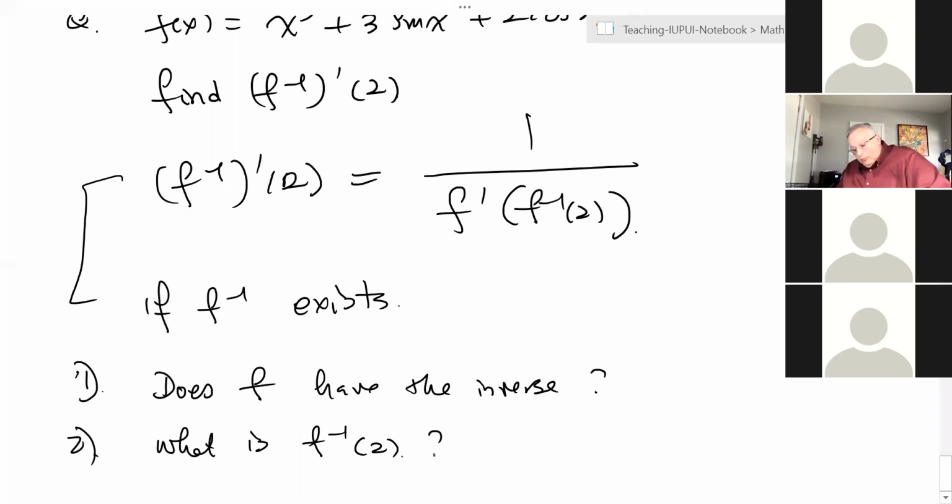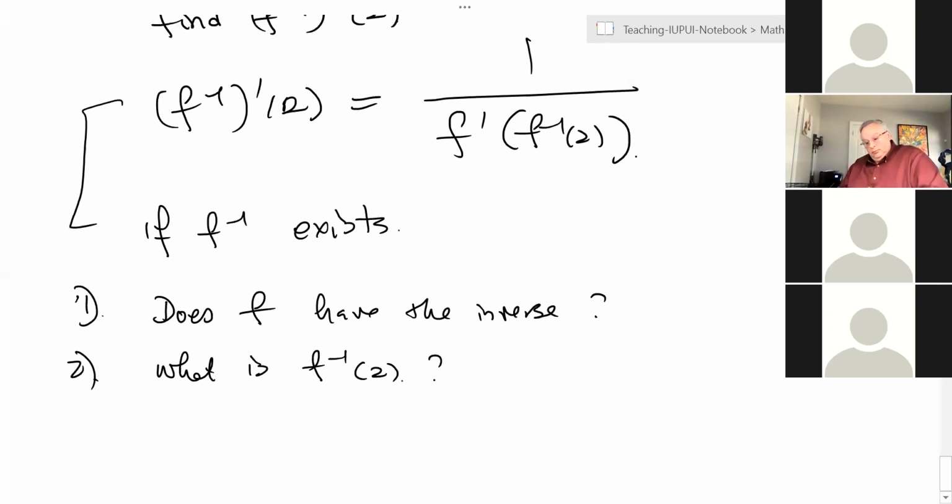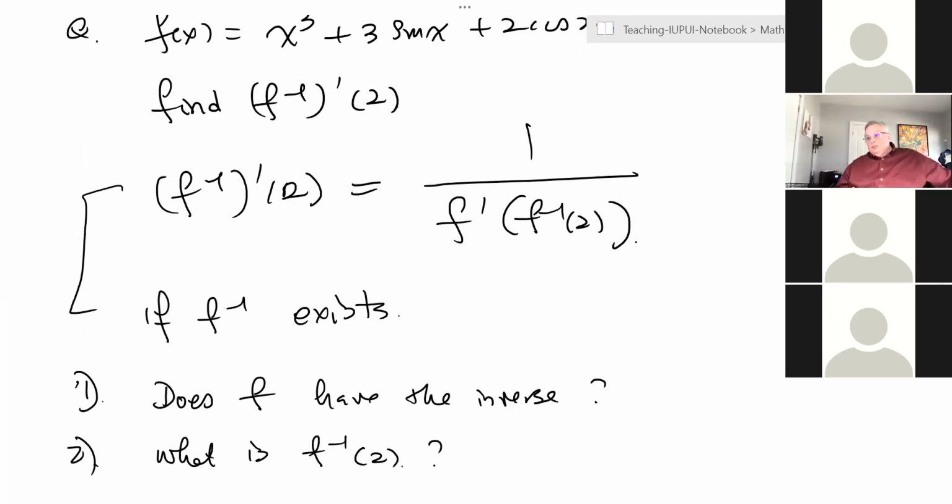After you answer these 2 questions, then you are able to find the derivative of the inverse. Anyone have ideas how to prove this has an inverse?